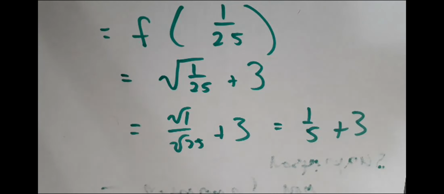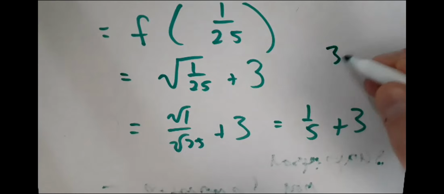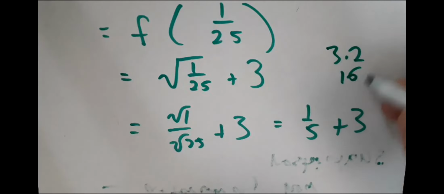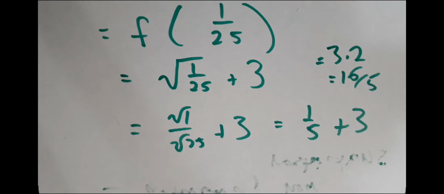I guess I could go ahead and combine it to an improper fraction. This is 3.2 or 16/5. If you gave me this, I would be pretty happy. These are all the same thing. Okay, so that is compositions of functions.